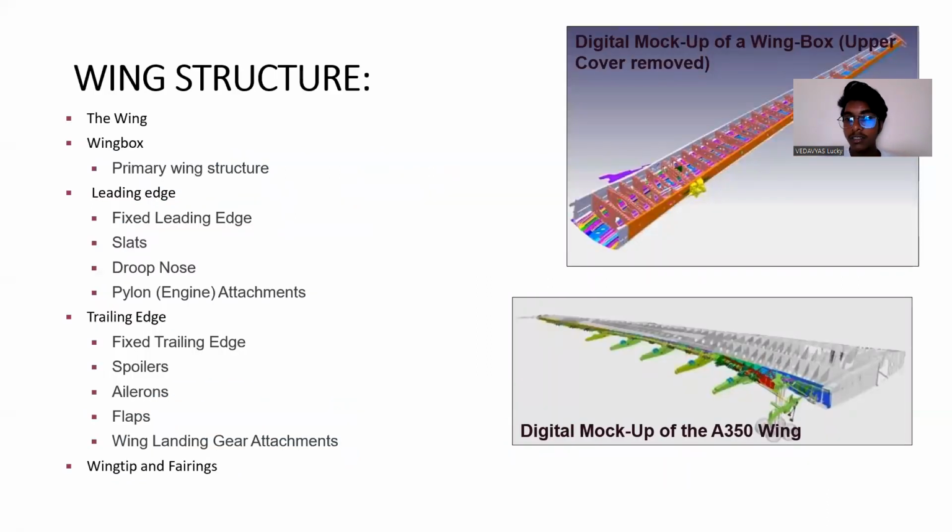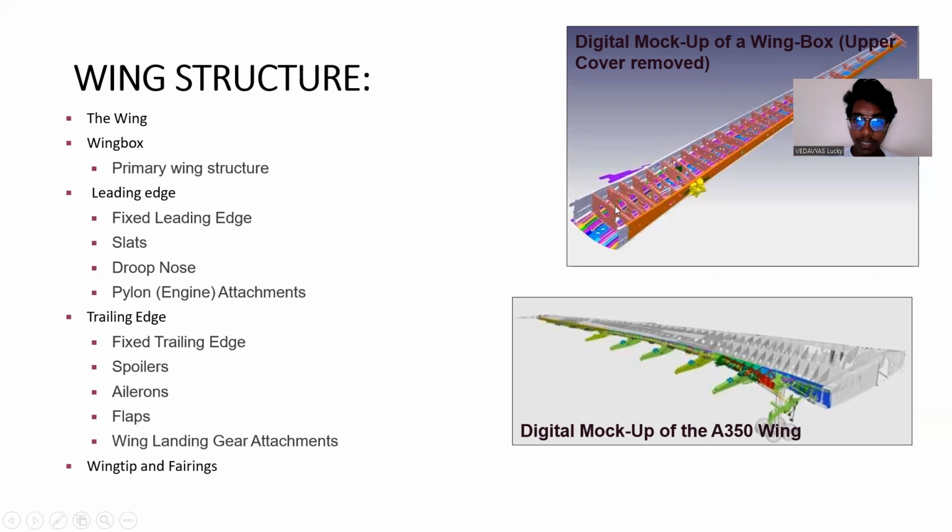And the wing structure. Coming to the wing structure, it's a very typical structure as you can see here. The wing has the wing box, a leading edge, trailing edge, and a wing tip and fairings. Coming to the wing box, the primary wing structure, it consists of ribs. The ribs are also made in the shape of the airfoil.